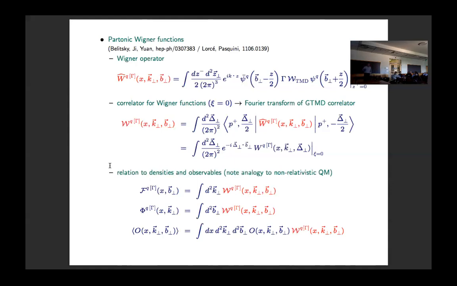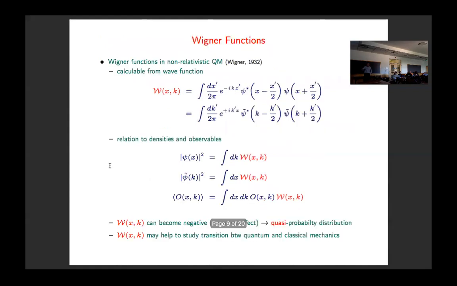So we have a 5-dimensional object. Now we are in field theory, so we have a field operator. We have 2 quark field operators at different positions. Let me go back to this page. That formula on the other page is the counterpart of this equation here.